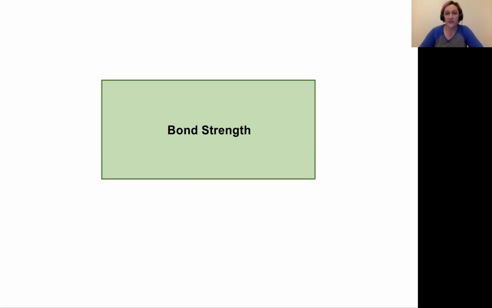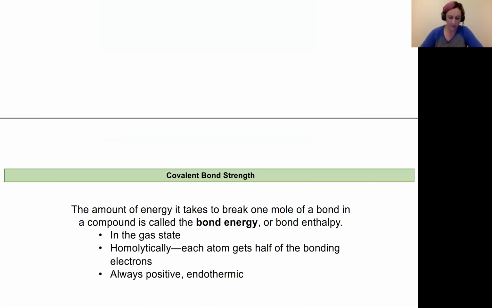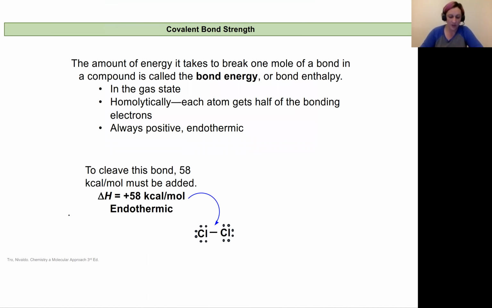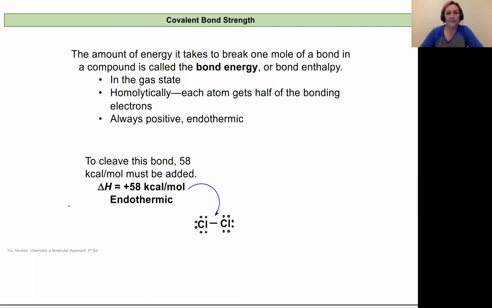In this series of lectures, we're going to talk about bond strength, and we're going to come back to ionic compounds and talk about both ionic and covalent compounds for this part. So let's start with covalent bond strength. It's really measured by the amount of energy that it takes to break 1 mole of a bond in a compound. And we call this bond energy or bond enthalpy.